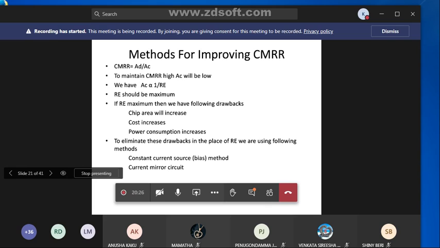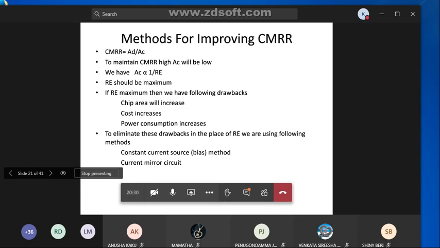So to maintain high CMRR, the AC value must be low. We have the relation AC is directly proportional to 1 by RE. So to maintain a low AC value, RE should be maximum.